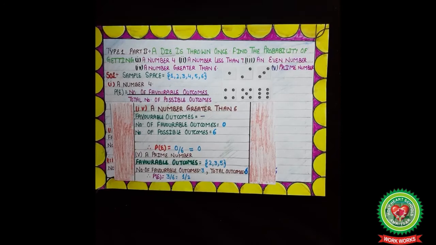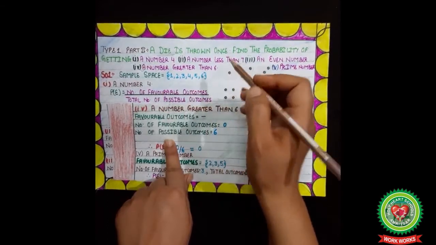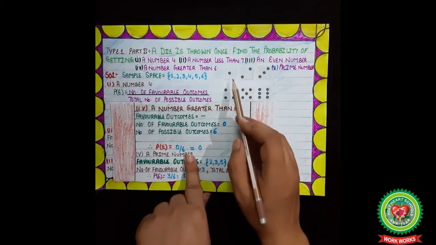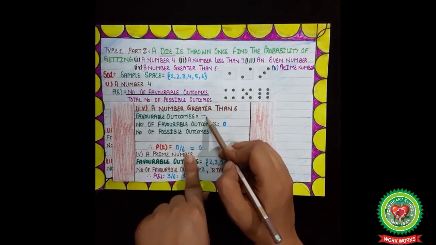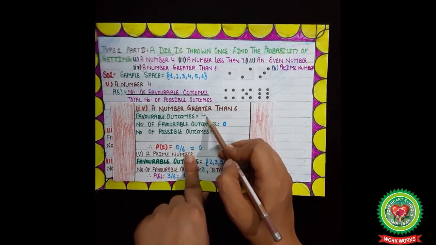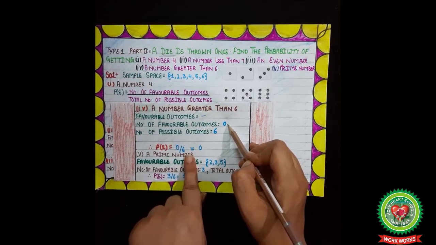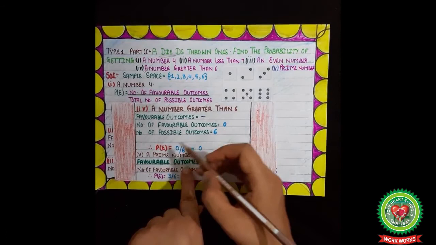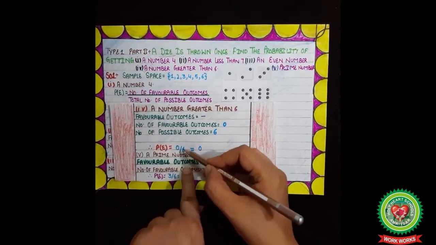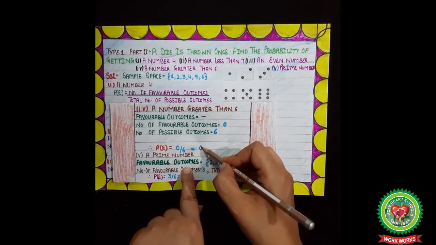Now come to the fourth part, that is a number greater than 6. Now students, see here, can we see any number which is greater than 6? So answer will be no. So favorable outcomes are blank, means there are no favorable outcomes. Therefore number of favorable outcomes is equal to 0 and number of possible outcomes will remain the same, that is 6. So P(E) is equal to 0 upon 6, which is equal to 0. Now this is part number 4.